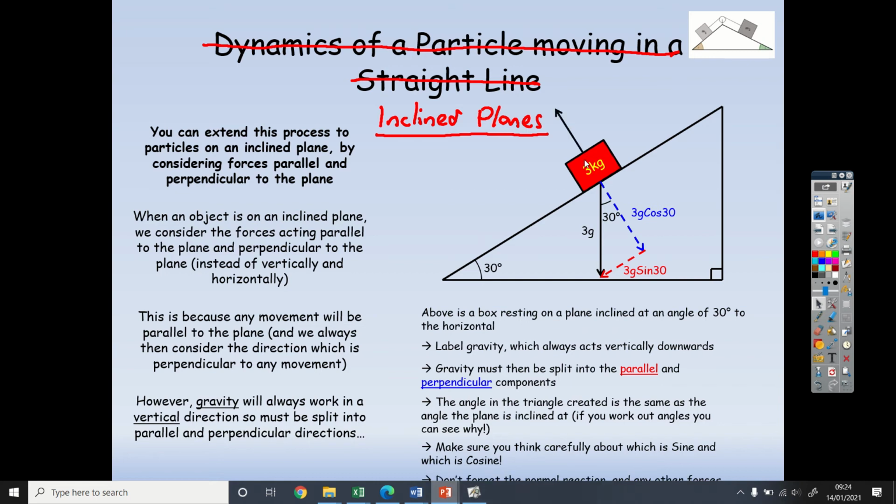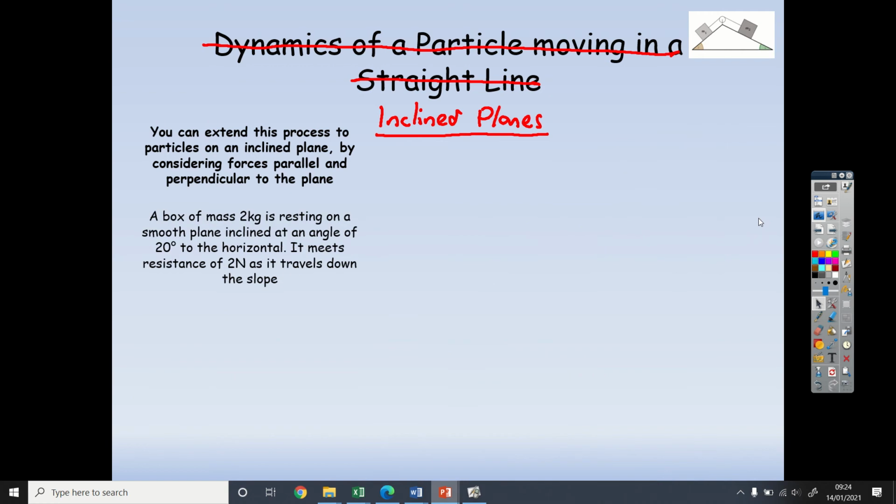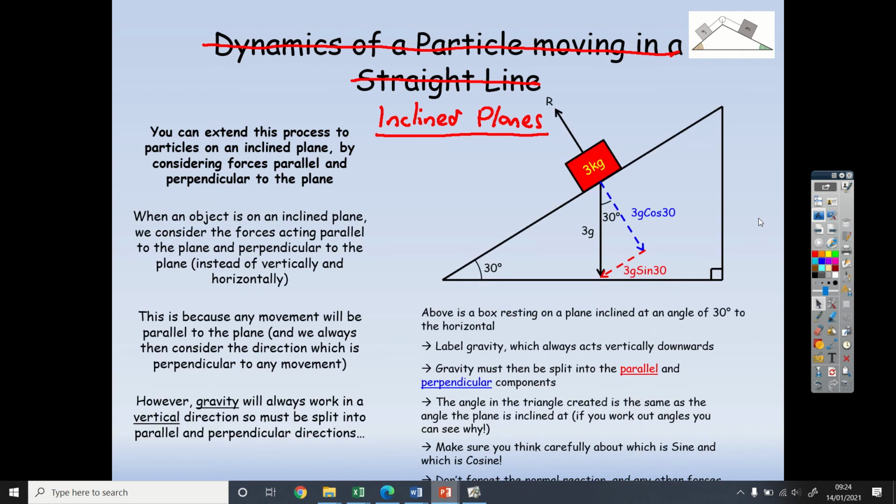After that, your block is resting on the plane, so you're going to have a normal reaction force coming out like that. And that's about it. So any other force as well, if you're pushing this block at a particular force, make sure you're resolving into those directions as well. Okay, so let's see a question on this then.